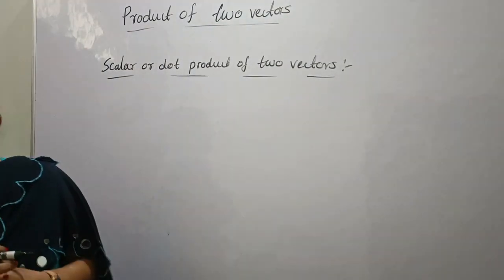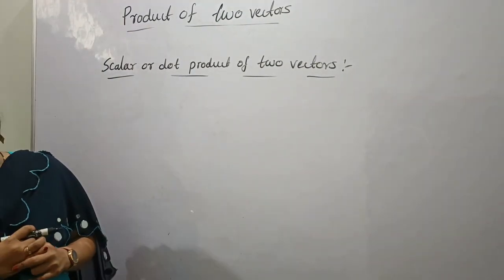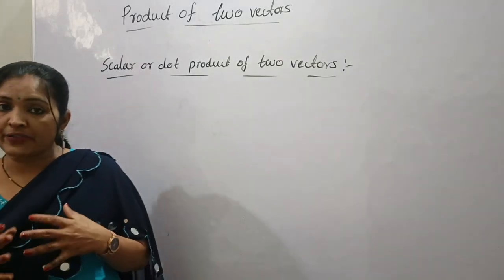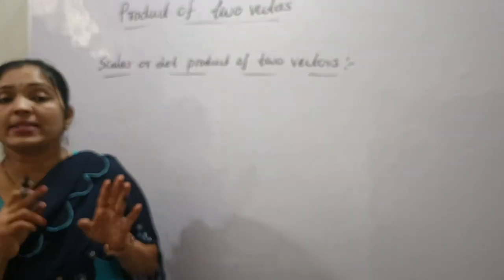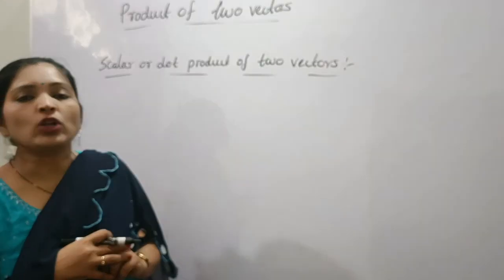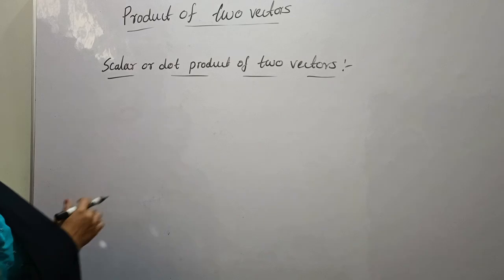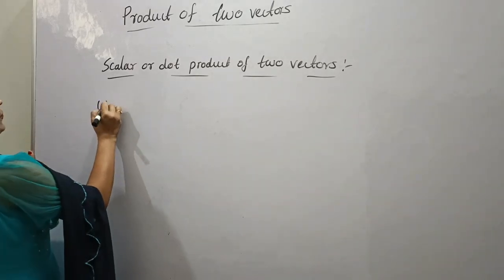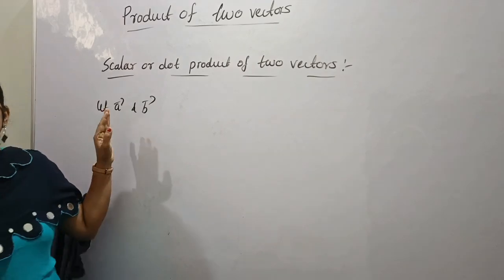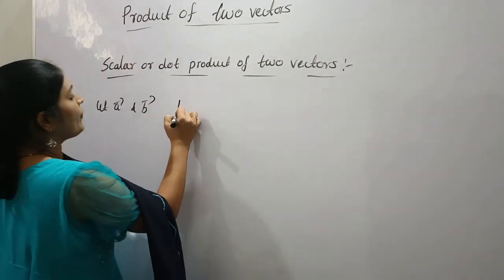Now we are going through scalar or dot product of two vectors. I have mentioned that product of two vectors is defined in two ways: one is scalar product and the other is vector product. So now we are going through scalar product or dot product of two vectors. Let vector A and vector B be non-zero vectors.